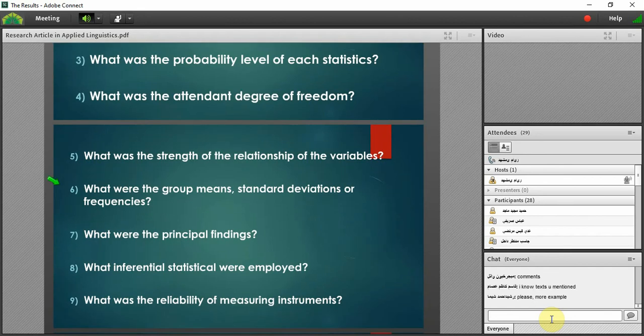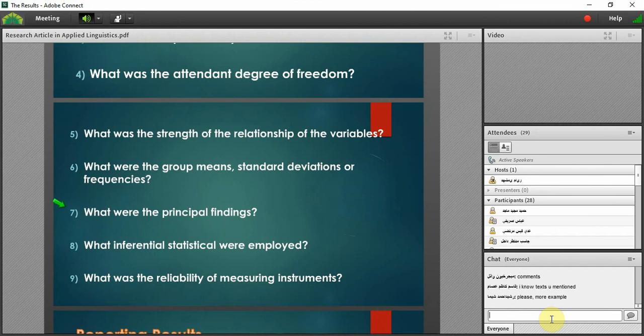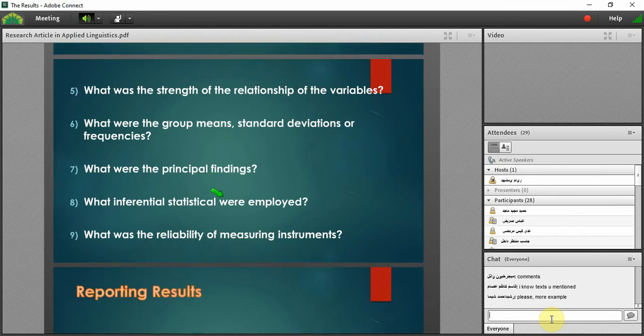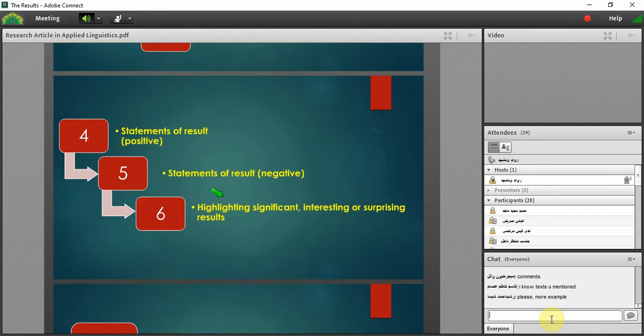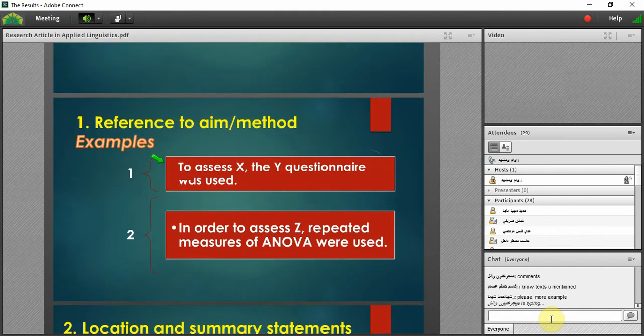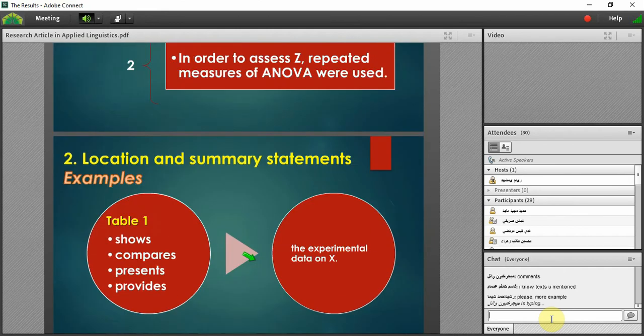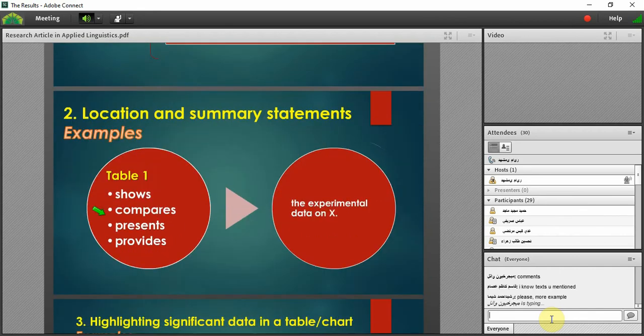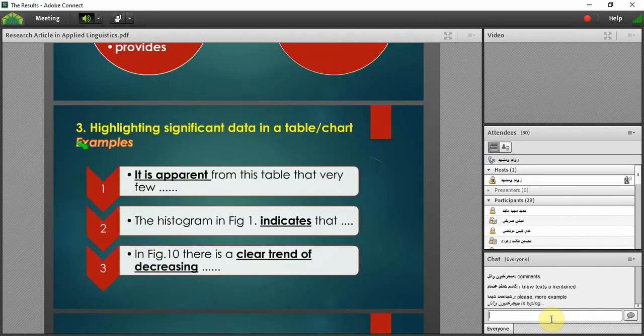You should show the group mean, standard deviation, frequencies. I already showed you my article. I will give you some examples, don't worry. You should tell them about the main findings, okay? And as you may see here, you should tell the readers if you use any method like a questionnaire, any test like ANOVA, for example. You may refer to some location like tables. Highlight the significant findings. See?